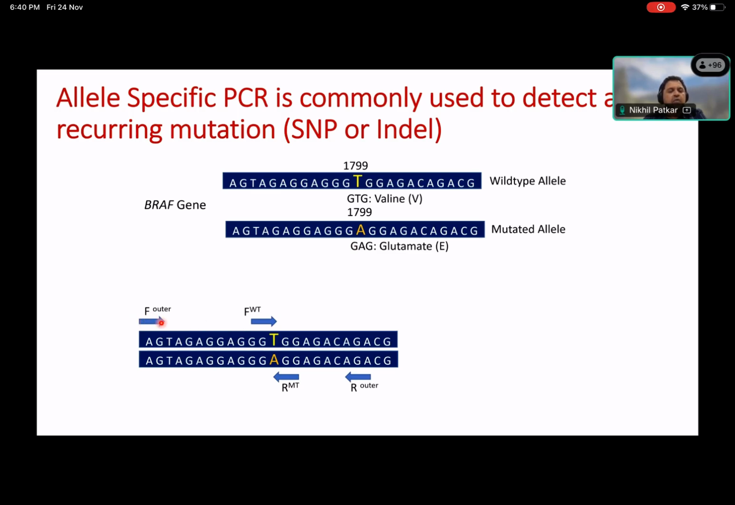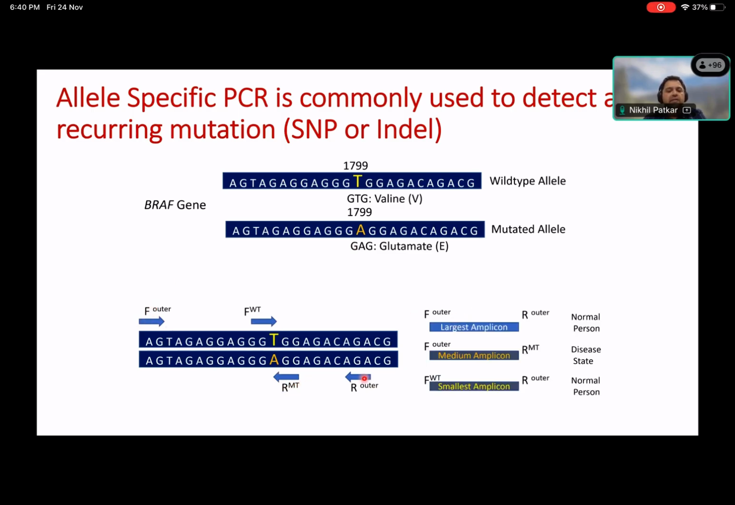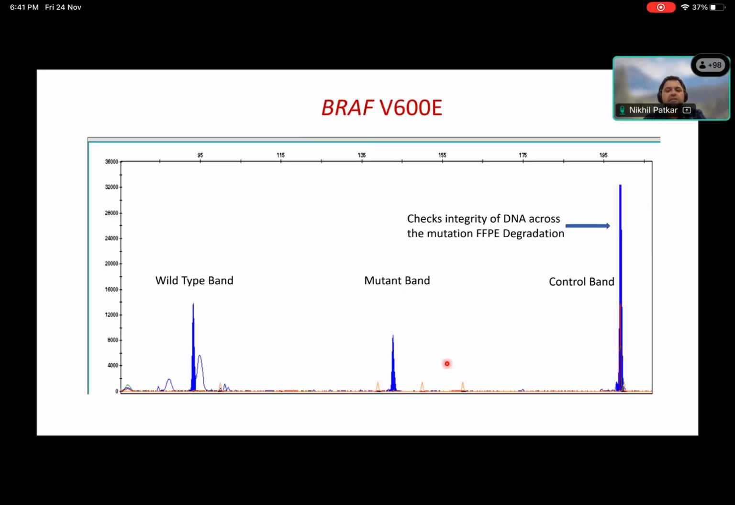Here you have an outer primer and a wild type specific primer as well as a reverse mutation specific primer. So when you do a PCR here, you can see that both the outer primers amplify the largest amplicon, which you can see here, as well as, if the mutation is present, the outer primer amplifies with the reverse mutant specific primer to result in a medium mutant specific amplicon, and then you have a wild type specific primer and an outer primer, which result in a normal amplicon. So this is what you would get in a normal person, these two amplicons, but in a disease state, you would also get a mutant amplicon. So this is detected by a technique known as fragment length analysis, where you have a wild type band, a control band, as well as a mutant specific band.